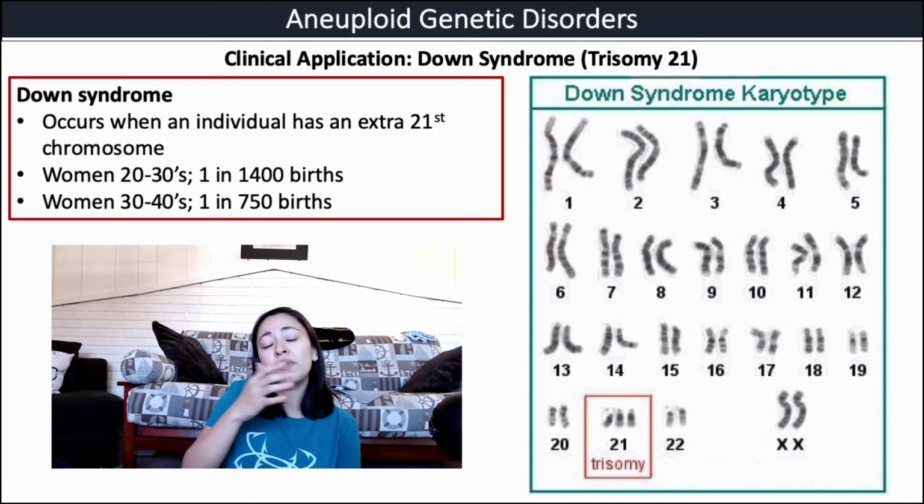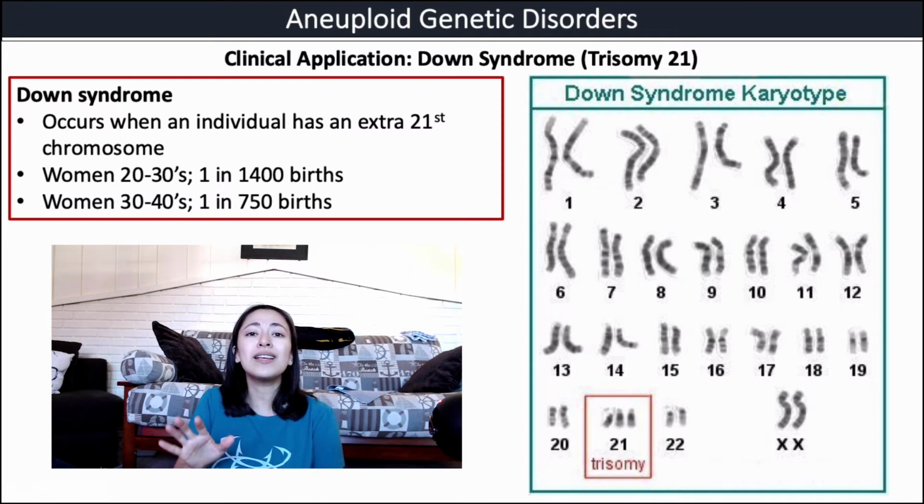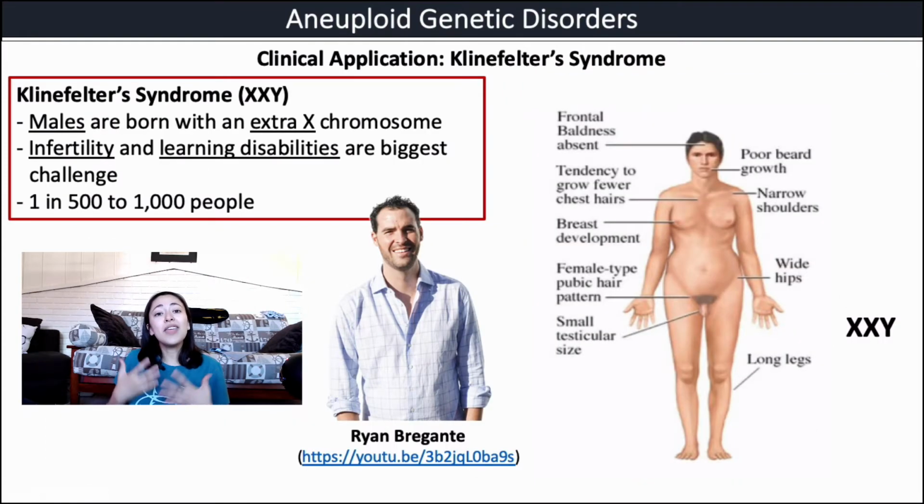So when a woman has a child in her 30s and 40s, the chance of having a child with Down syndrome is 1 in 750 births. The rest of the aneuploid genetic disorders that we're going to be looking at are aneuploid conditions associated with the sex chromosomes. The first one we're going to look at is called Klinefelter syndrome.